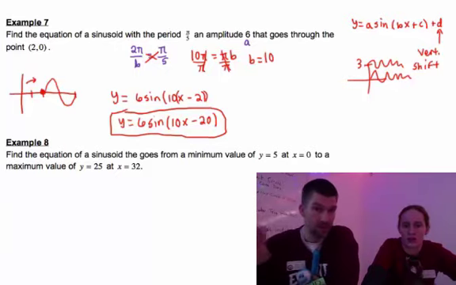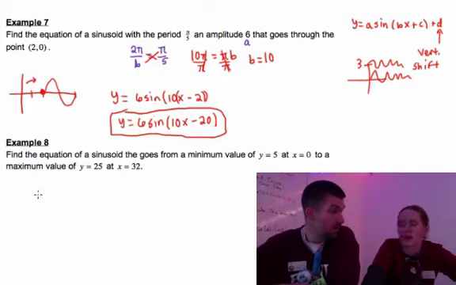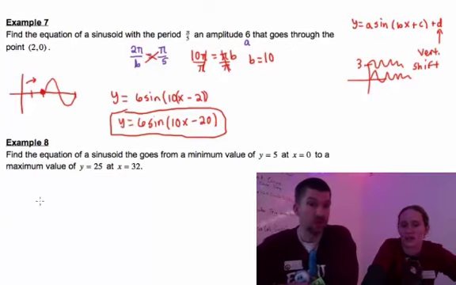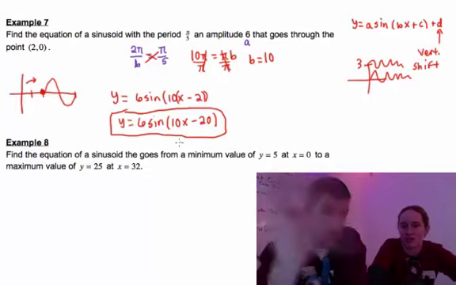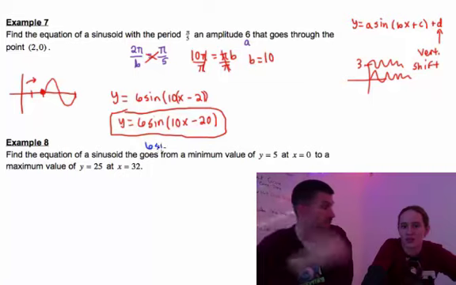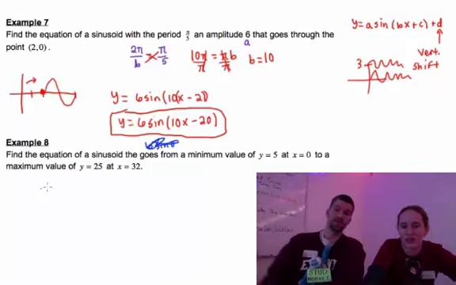Or you can go to your calculator and say x equals 2. What is y? It needs to be 0. Yes, it does. And if it isn't, then you've got a whoops. And just do a real quick check in here. 10 times 2 is 20. Minus 20 is 0. The sine of 0 is 0. So we're good. Awesome. All kinds of ways to check it. Yeah, it works.